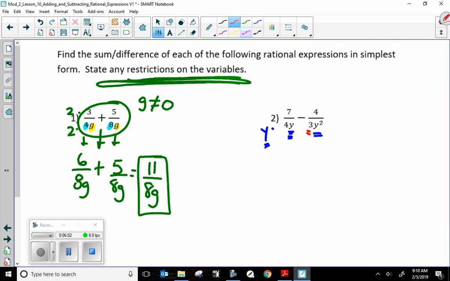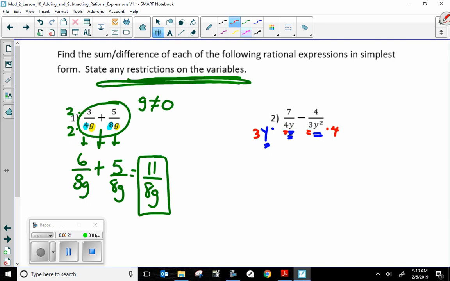I have a 3 here and a 4 here. Well, I know the lowest common multiple between 3 and 4 is actually 12. So I have to multiply my left denominator by 3 and my right denominator by 4. Keep in mind, what we do to the bottom, we have to do to the top.